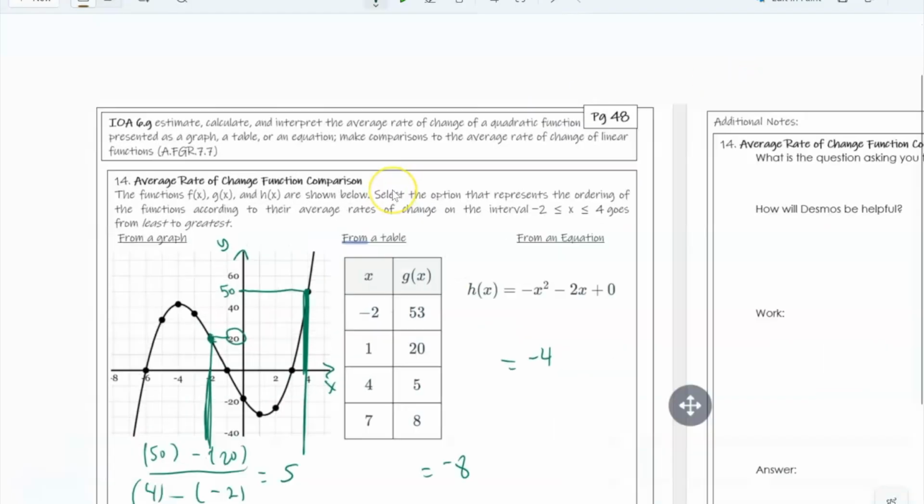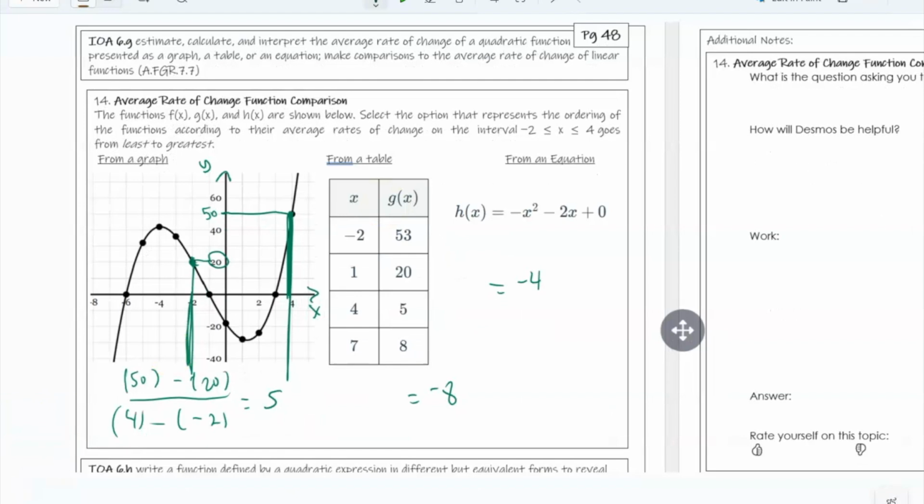All right, so let's read the question now that I've done all the math. Let's actually read the question. What is it saying? So it says the function is blah, blah, blah. Select an option that represents the ordering of the function according to the average rate of change from least to greatest. That means the smallest number goes first. So there are going to be 2 types of questions that you're going to get. From least to greatest, so I'm going to answer this question. What is the smallest value?